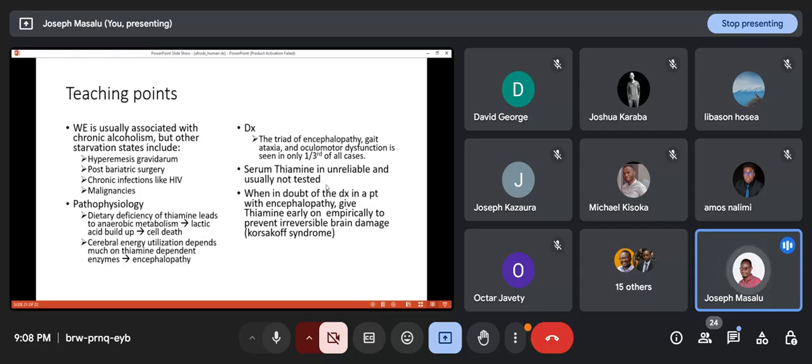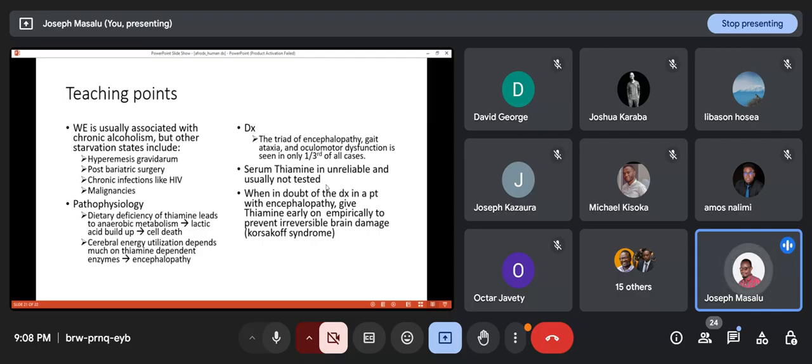Some teaching points here. Wernicke's encephalopathy is usually associated with chronic alcoholism. First of all, I saw this case and solved it on Human Dx. I failed it, so I thought I should bring it here so that we can learn together.